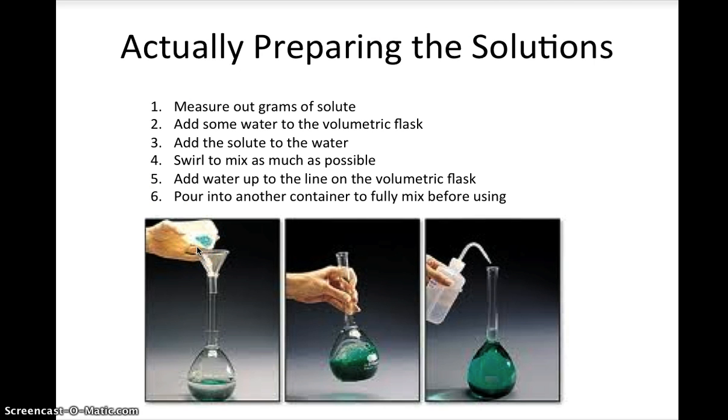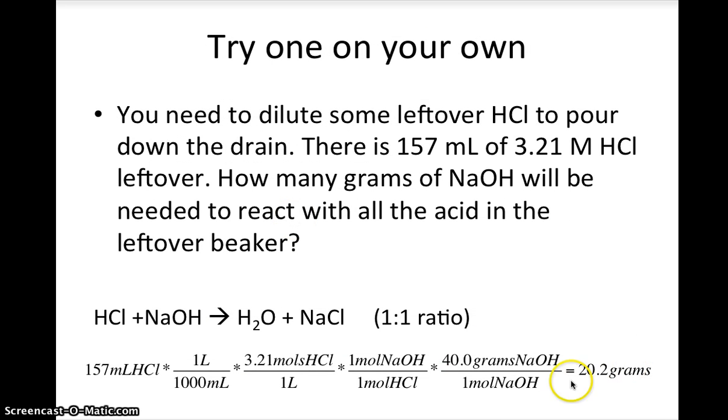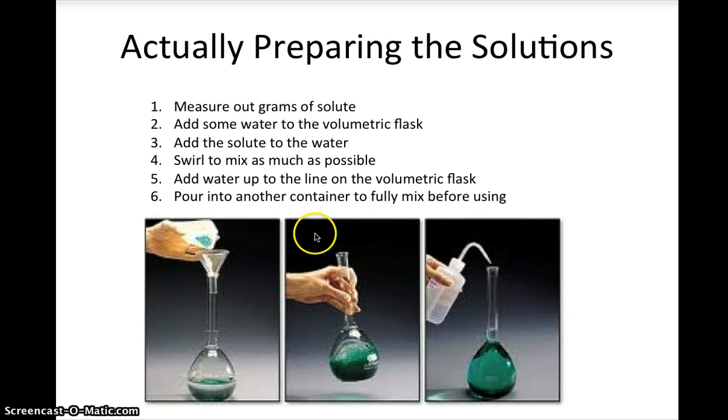To actually prepare the solution, what you want to do is measure out the grams, such as the 20.2 grams of sodium hydroxide that we just calculated. We'll measure it out on a little white paper. Clearly this is not sodium hydroxide because it's green. Maybe this is nickel sulfate or something.